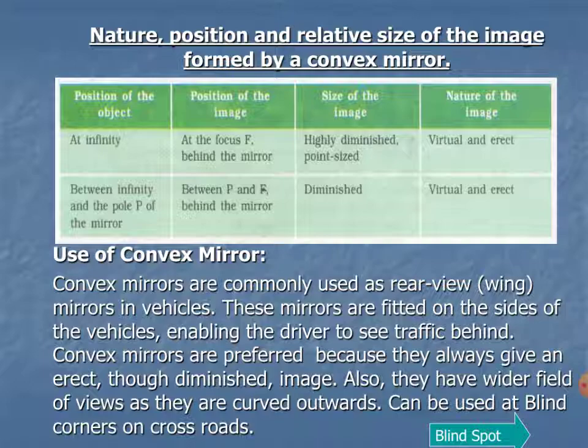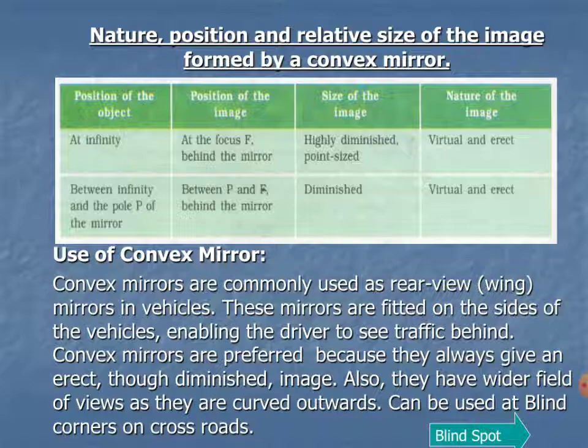Why? Because with a concave mirror, the nature of the image formed is different. When the object is very far away, what happened? The image formed by the concave mirror is real, and at the same time it is also inverted. Got it? And smaller in size. So it will be very difficult to watch the inverted vehicles coming from behind, right? So we will not use that type of concave mirror.